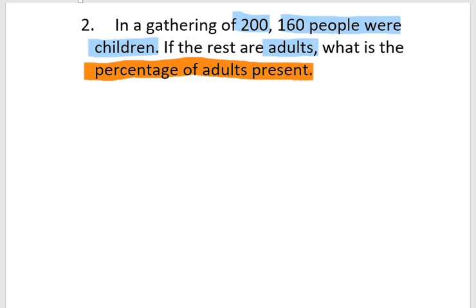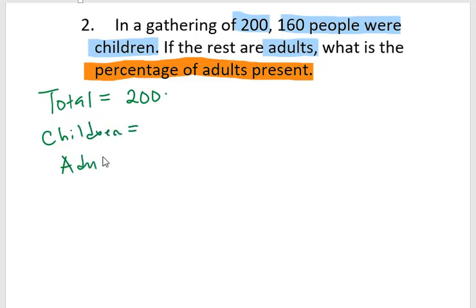Okay, let's get some details down. In this gathering, the total number of people is 200, right? Okay, yes, and we have children and adults in this gathering. So children, adults. Children happens to be 160 people, 160 persons are children. The rest are adults. What is the percentage of adults?